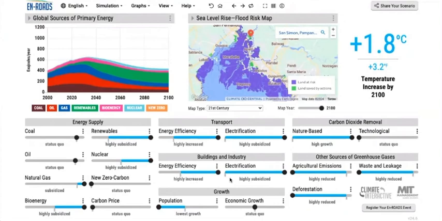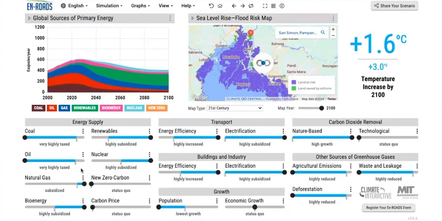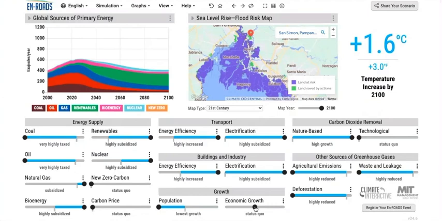Or let's rock the boat and tax coal and oil, which are the highest carbon producing energy sources that we have. Again, that's very difficult, but watch what happens, right? When we tax coal, 0.1 degrees Celsius. When we tax oil, another 0.1. But we're not yet at the target. Do we have to slow down economic growth? Right? It didn't really work.